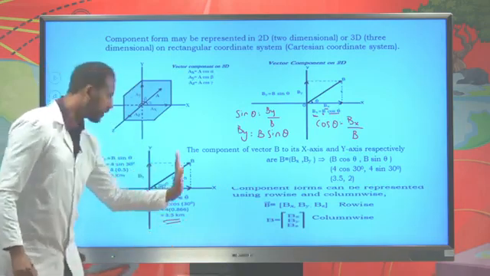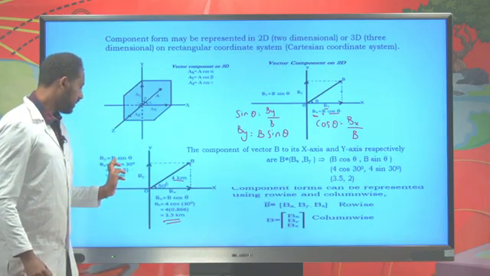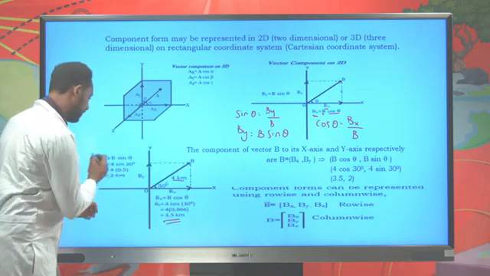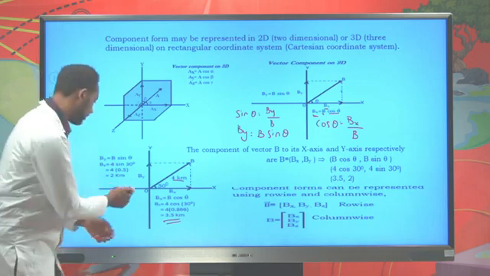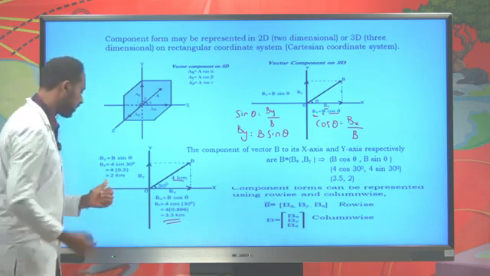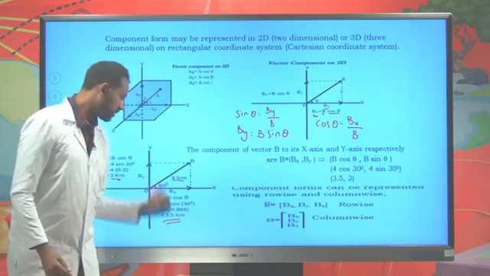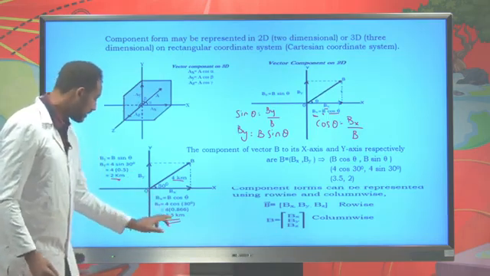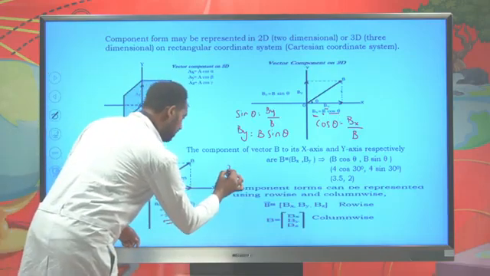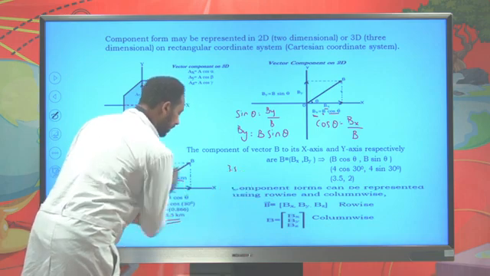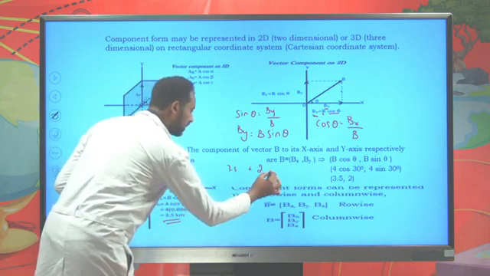And it's also possible to find the y component. By is B sine theta, and B is 4 kilometers, and sine 30 is 0.5, or 1 over 2. Therefore, 0.5 times 4 gives us 2 kilometers. Here you have 2 kilometers, here you have 3.5 kilometers. The summation of these two gives us 4 kilometers, which means 3.5 kilometers along the x-axis plus 2 kilometers along the y-axis.